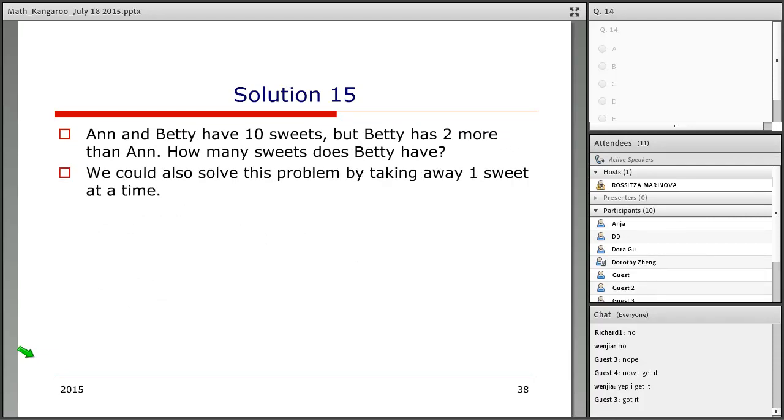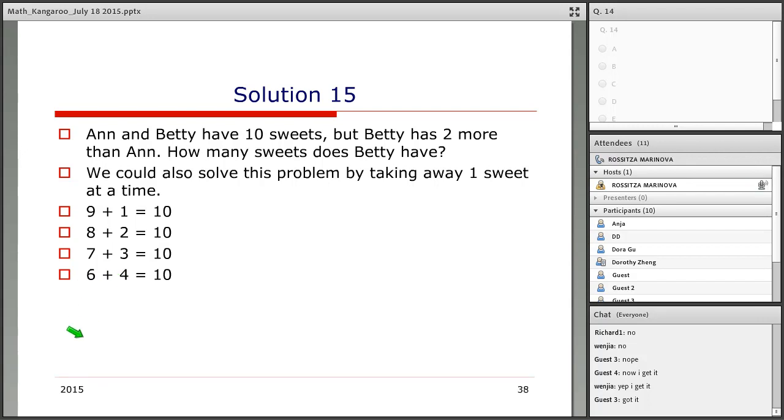Now, another approach to do this particular problem is by taking away 1 sweet at a time. If you see over here, you start with 9 plus 1 equals 10, you take away 1 from 9 and add it on the other side. So 8 plus 2 is 10, 7 plus 3 is 10, and then 6 plus 4 is 10. So 6 is 2 more than 4, so your answer is C, 6.